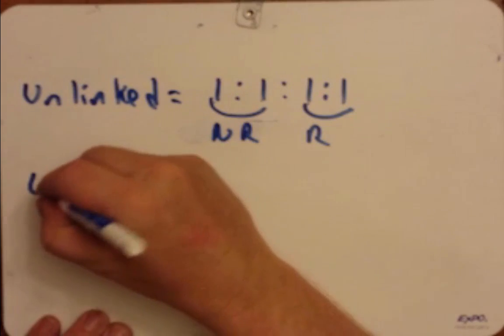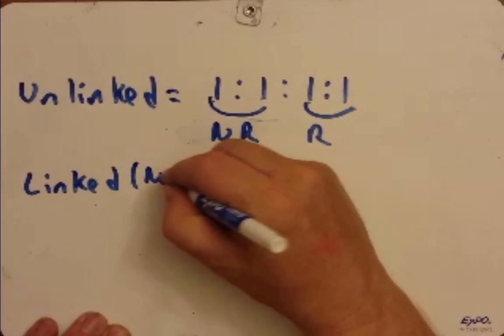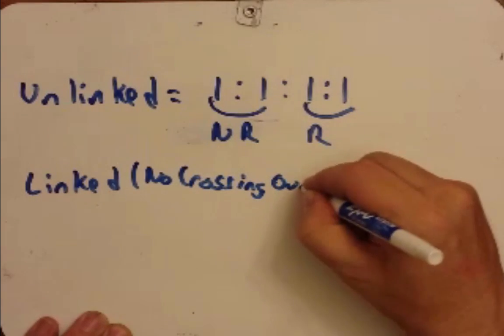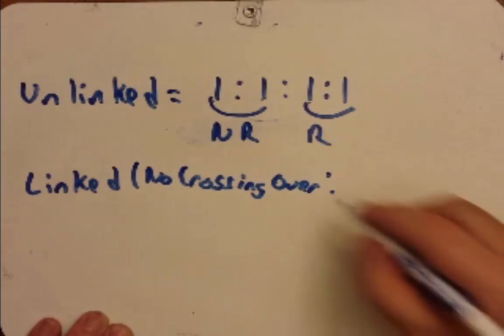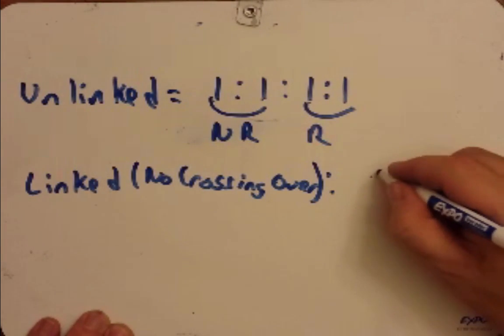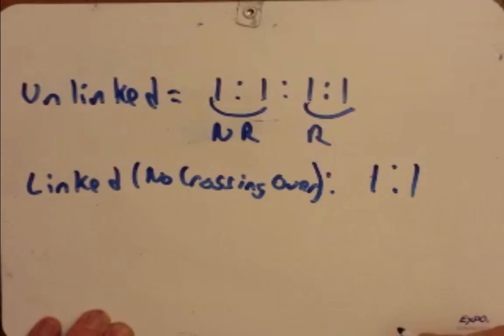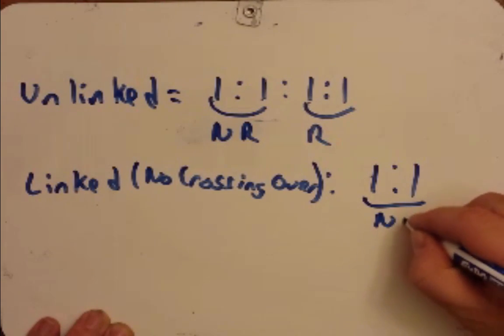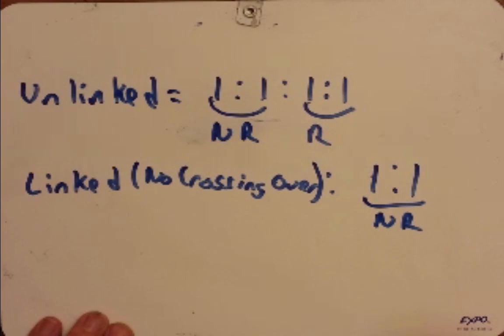Okay. Now you can have linked, no crossing over. And in this case, we always get a 1 to 1 ratio. And these always represent non-recombinant. There's no crossing over, you can have no recombinant progeny.